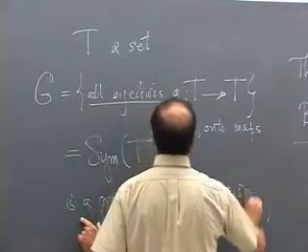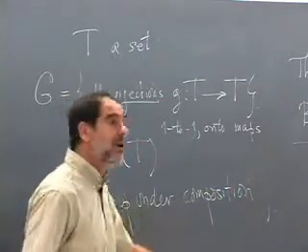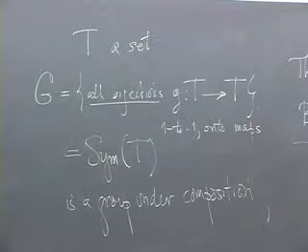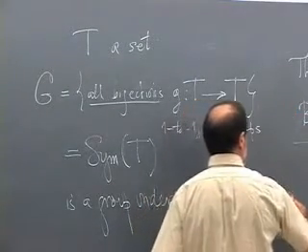Composition of bijections. If you compose one bijection with another, you get a third, because if two maps are one-to-one and you compose them, you get a third one-to-one map. If two maps are onto and you compose them, you get another onto map. So that's the composition law of transformations.